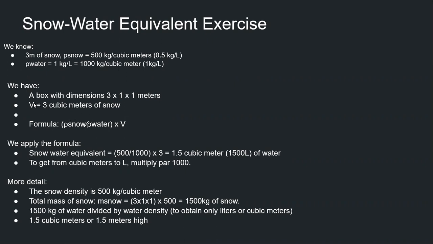If you plug that V value in the formula of the snow water equivalent, you obtain 500 divided by 1,000, 500 being the density of the snowfall, 1,000 being the density of water, multiplied by 3. And what you obtain is 1.5 cubic meters of water, so equivalent to 1,500 liters of water. To get from cubic meters to liters, you simply multiply by 1,000. So 1.5 multiplied by 1,000 gives you 1,500 liters of water.